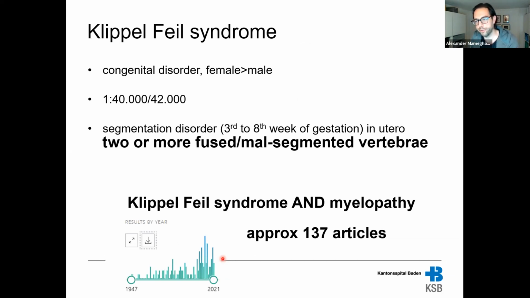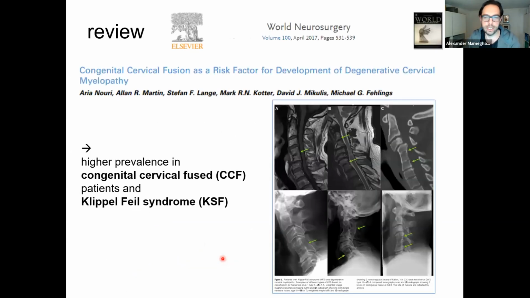Today it was 137 articles and 1 review. And the review was published in 2017, 1 year after the patient was admitted to my emergency department, so I was not able to read this. This is from Michael Feelings. He made an analysis, and he has seen that the prevalence of myelopathy is much higher if there is a congenital cervical fusion or when there is Klippel-Feil syndrome. You see, this is an image from his wonderful publication.